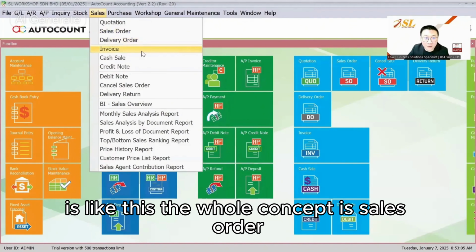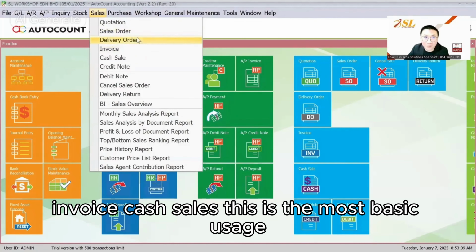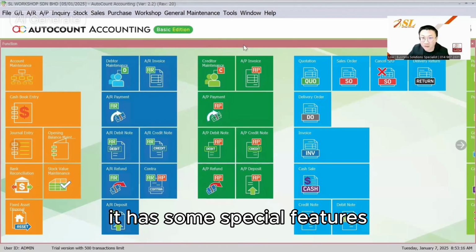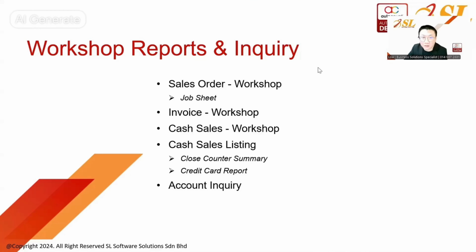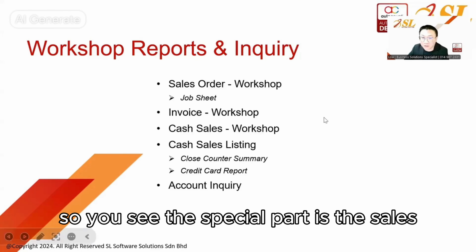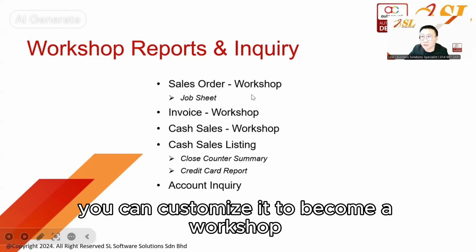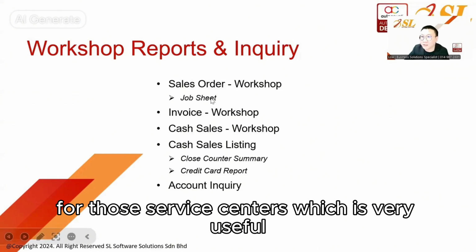So the whole concept is like this. The whole concept is sales order, invoice, cash sales. This is the most basic usage. Let's take a look here. Actually, it has some special features. Okay, let's look back at our notes. Okay, you see the special part is the sales order, which I showed earlier. You can customize it to become a workshop, okay, for those service centers, which is very useful.